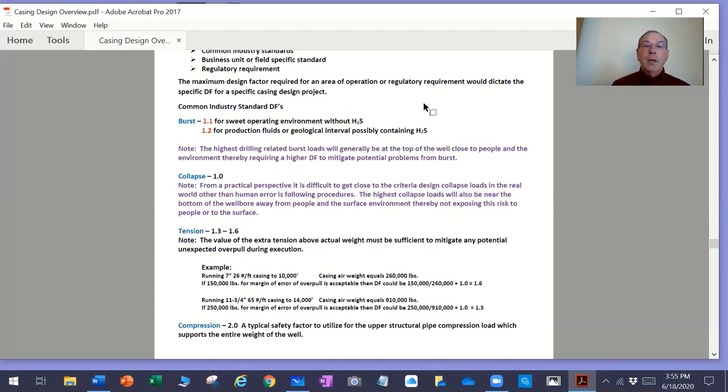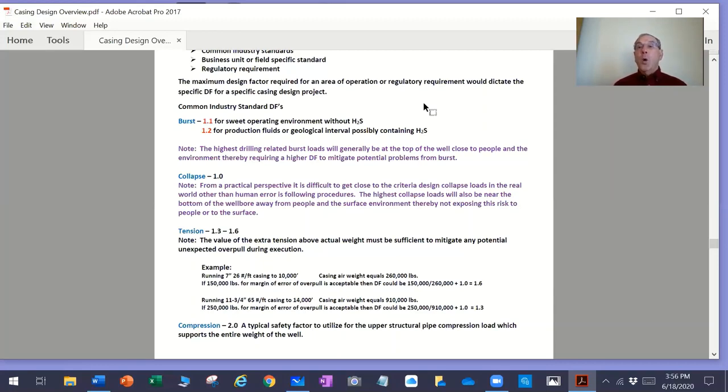Now, collapse, we typically use a value of only 1.0. And there's a good reason why. From a practical perspective, it's difficult to get close to the criteria design collapse loads in the real world, other than human error in following a procedure.